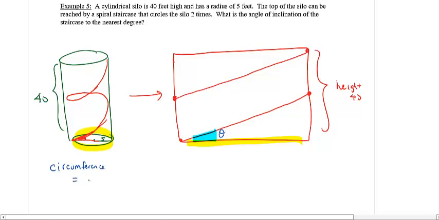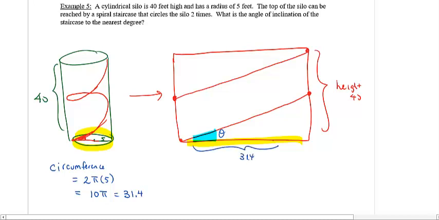And so what is the formula for the circumference? 2 pi times the radius. In this case, that's 5. So 2 times 5 is 10, or 10 pi. Pi is 3.14, so you could use 31.4. All right? So now you know this is 31.4.